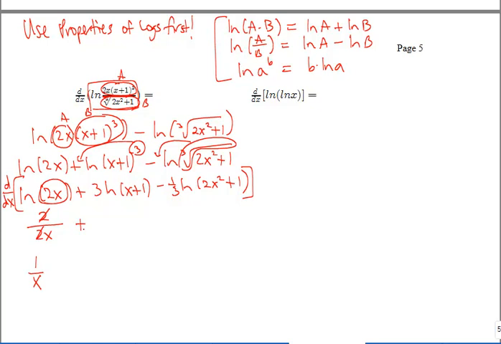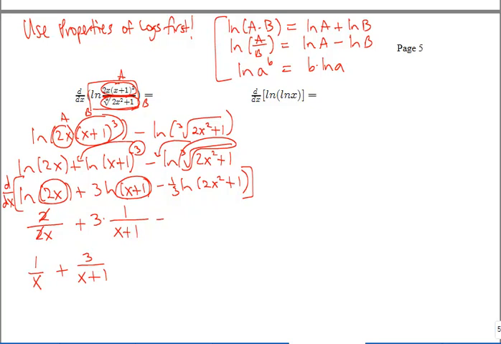Now we go to the next one. The 3 is a constant multiplier, so it stays there. This is my stuff. So in the derivative, that stuff always goes in the denominator, and the stuff prime, which in this case is 1, goes in the numerator. So if I just consolidate that 3, put it on top, we get 3 over x plus 1. Again, that was really easy to do.